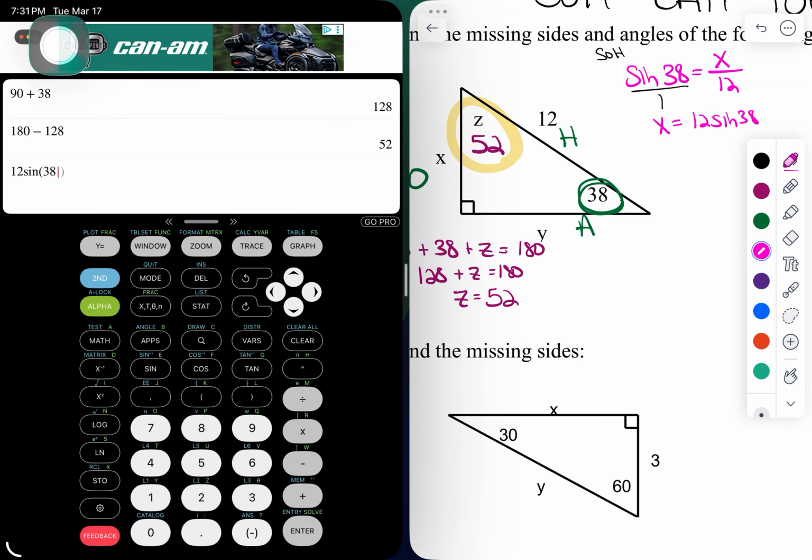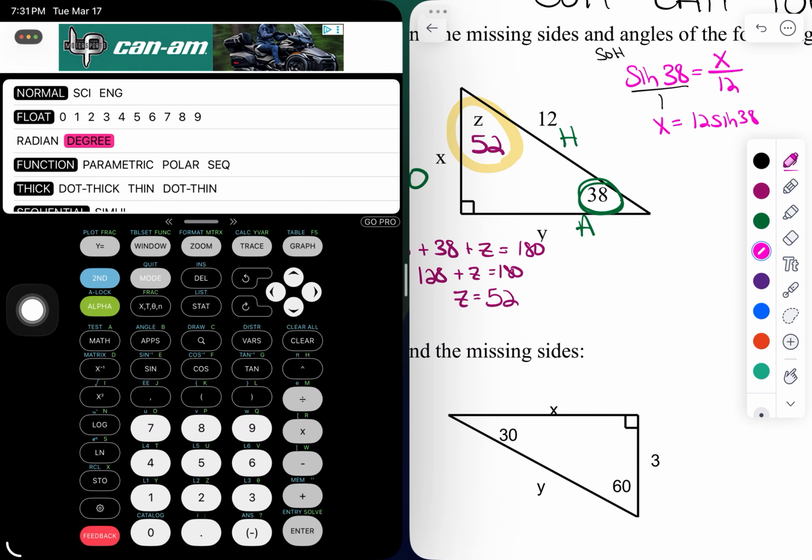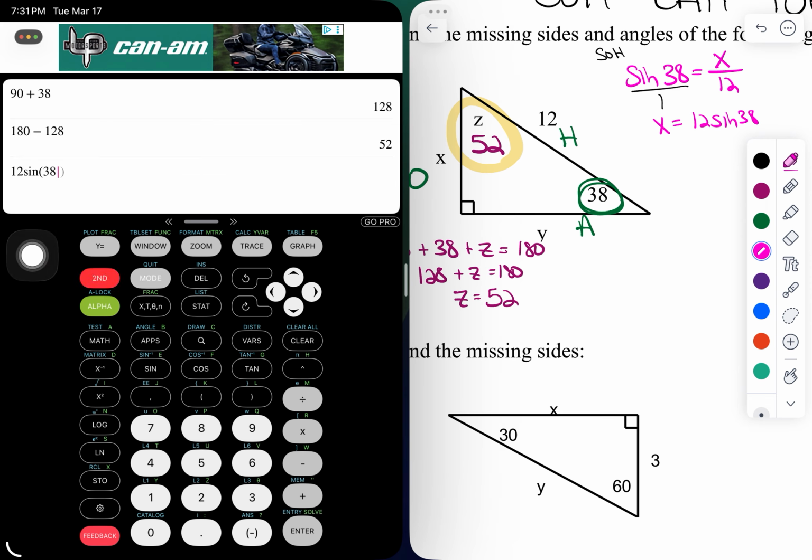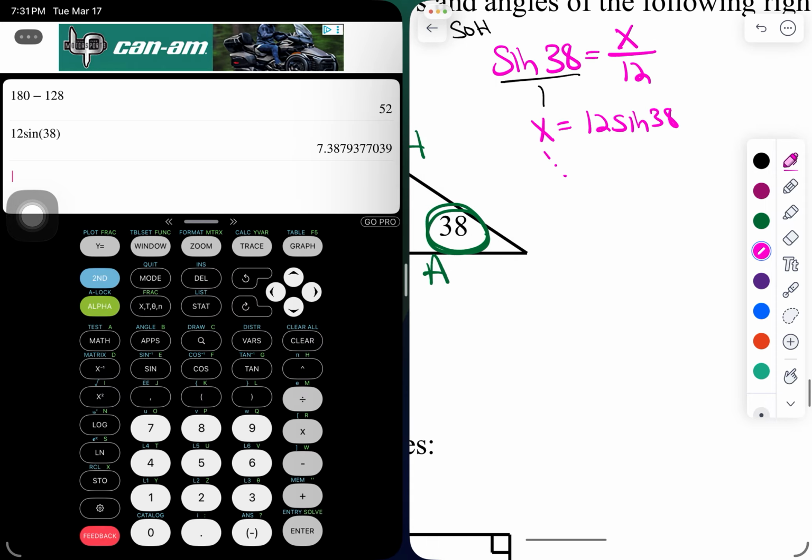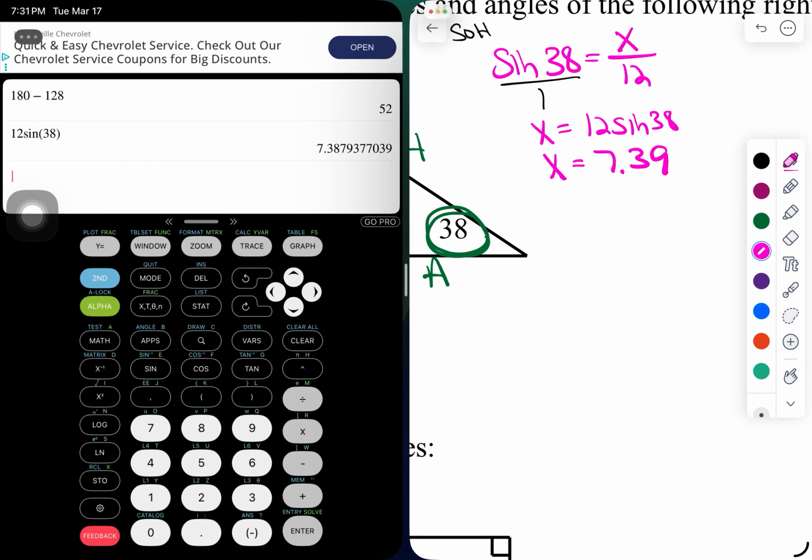Quick reminder, I want to double check mode very quickly. So I'm going to hit the mode button here. I want to make sure that degree is highlighted, which it is. So clear out of that. That way this is correct. So 12 times the sine of 38. I'm going to round it off to 2 decimal places, and x is equal to 7.39 because the 7 after the 8 would round it up.